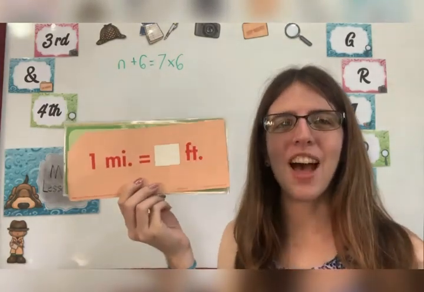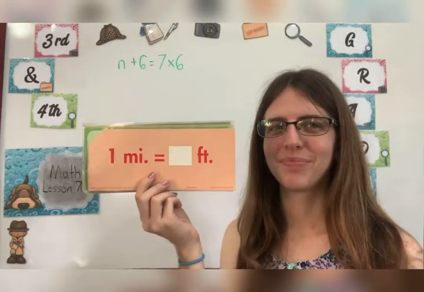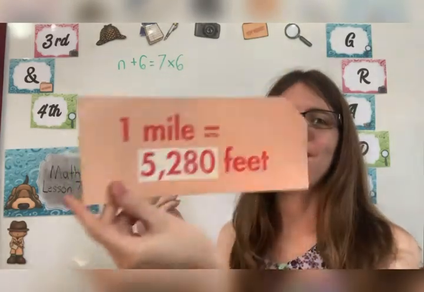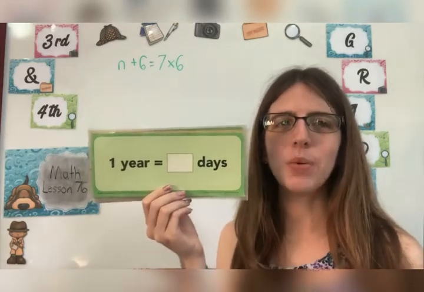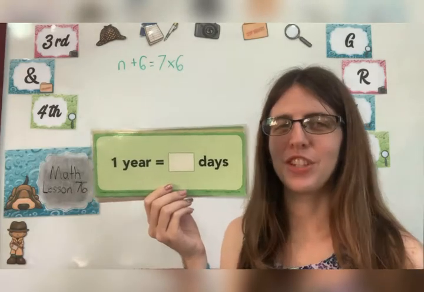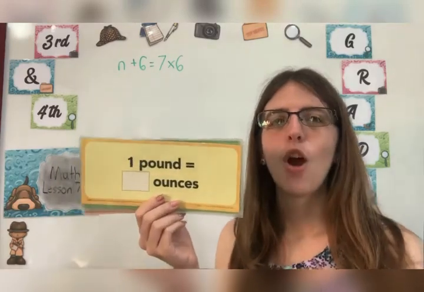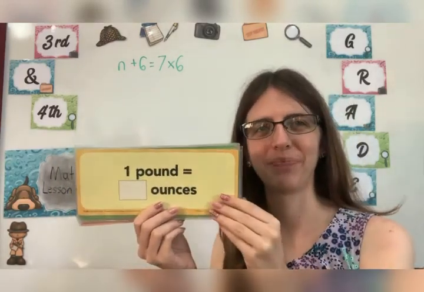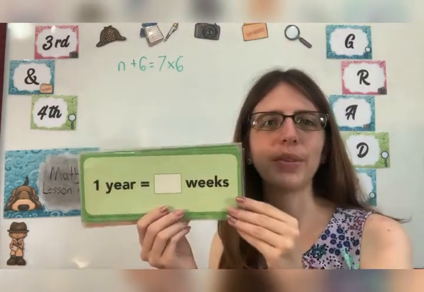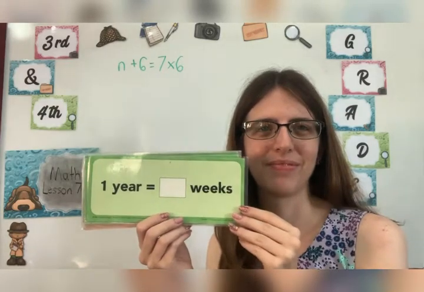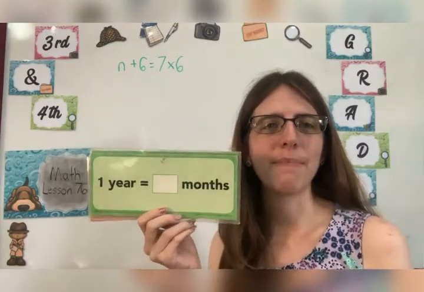1 mile equals how many feet? Remember, this is a big one. 5,280 feet. 1 year equals how many days? Just a normal year. 365, yes. 1 pound equals how many ounces? 16, good. 1 year equals how many weeks? About 52, yes. 1 year equals how many months?